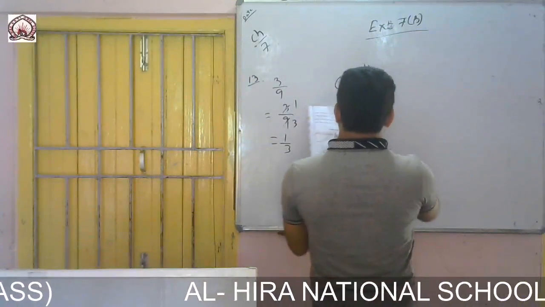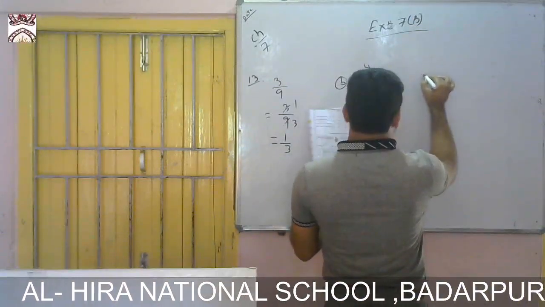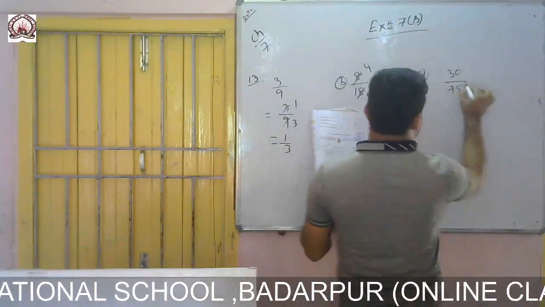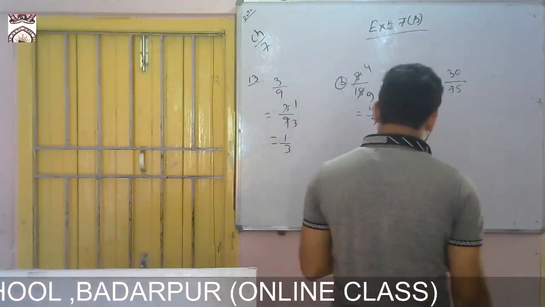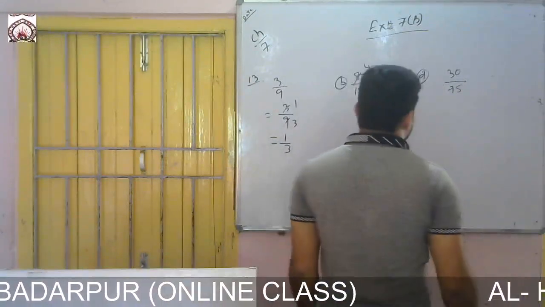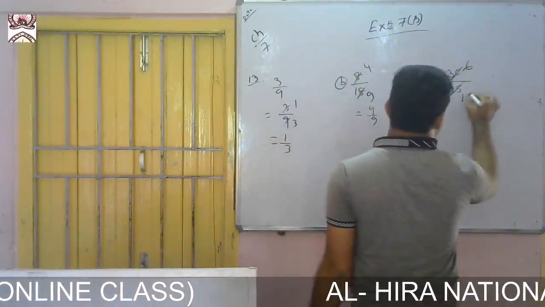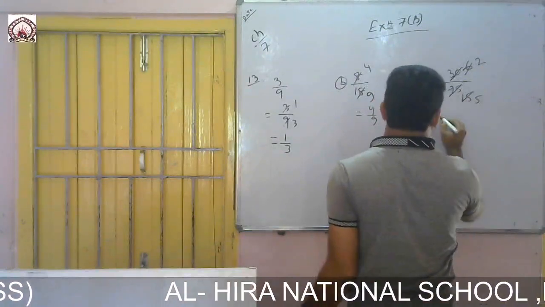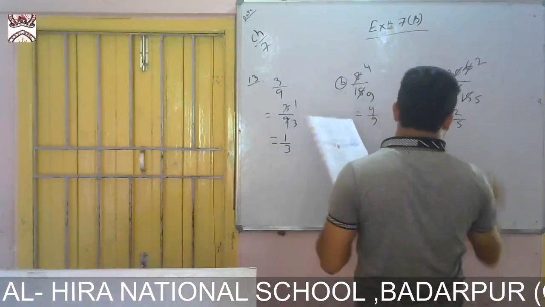Now what? Number D, you see 30 and 75. So with 5 you can cancel. 5 6s are 30, 5 15s are 75, 3 2s are 6, and 3 5s are 15. Okay. So 2 by 5 is the lowest term.